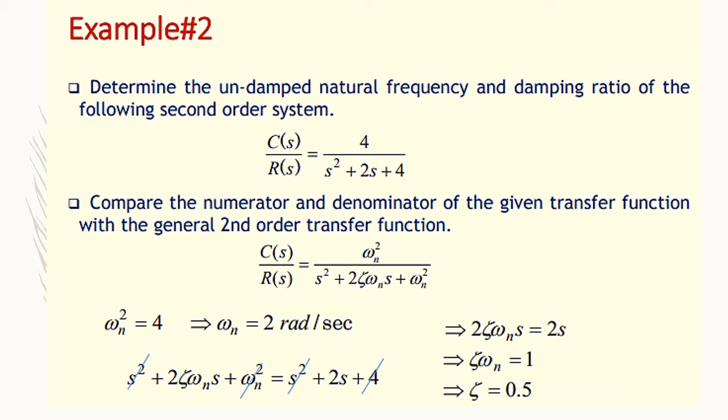Determine the undamped natural frequency and damping ratio of the following second order system. So undamped means the value of zeta we need to know. Now C of s divided by R of s is equal to 4 divided by s square plus 2s plus 4. So this is the given second order system. Why is it second order? If you observe the characteristic equation, the highest order in the characteristic equation is 2, that is s square. So it is a second order system.